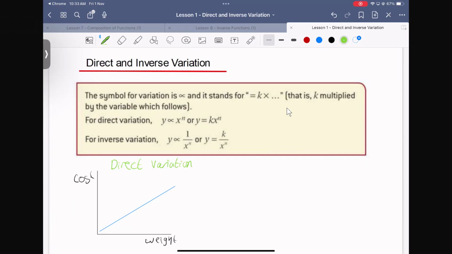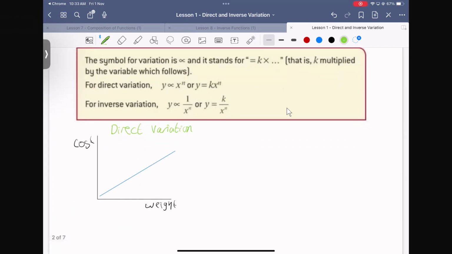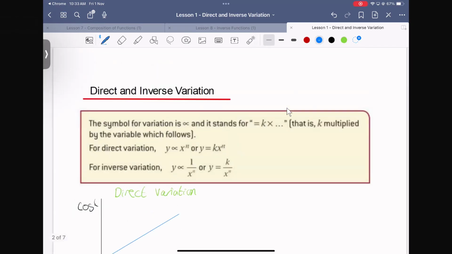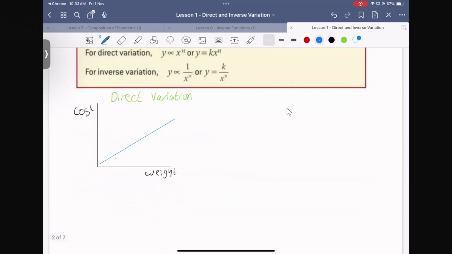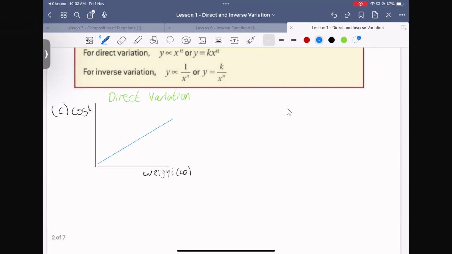Direct variation uses the terminology: we could say that if the weight is W and the cost is C, then C is proportional to W. This means that the cost will vary directly with the weight.